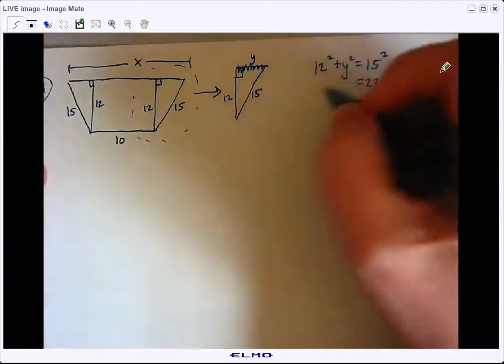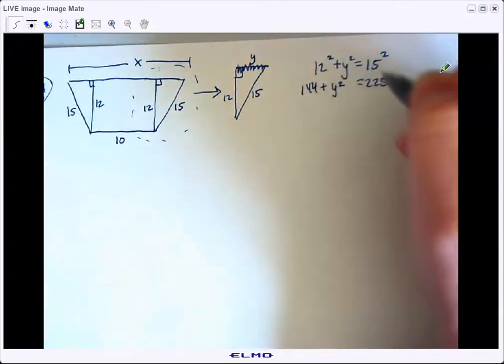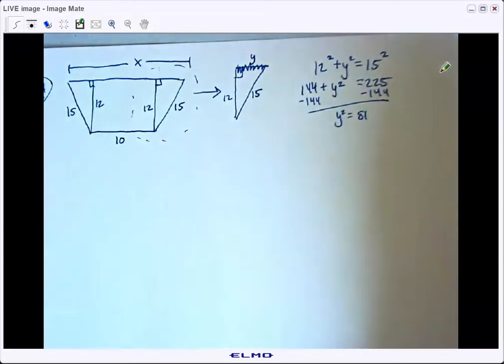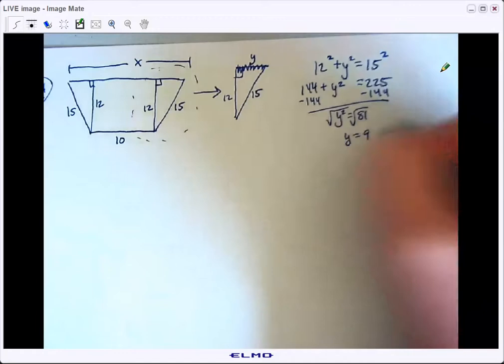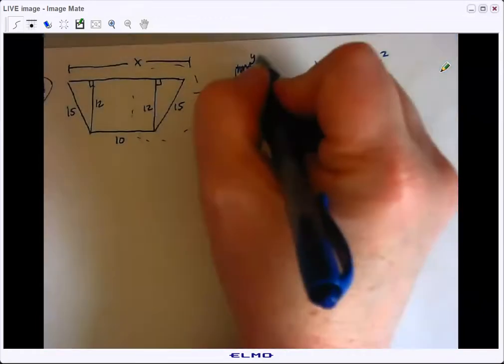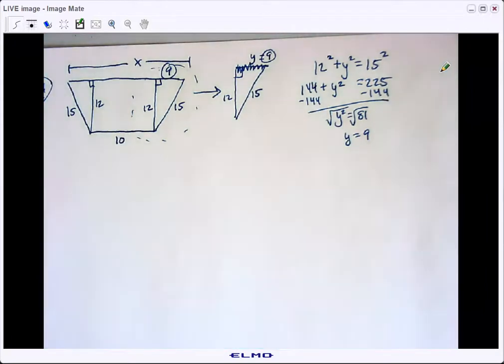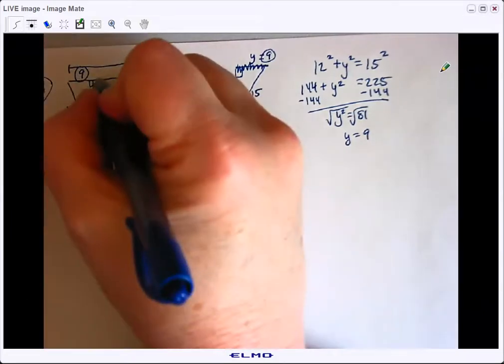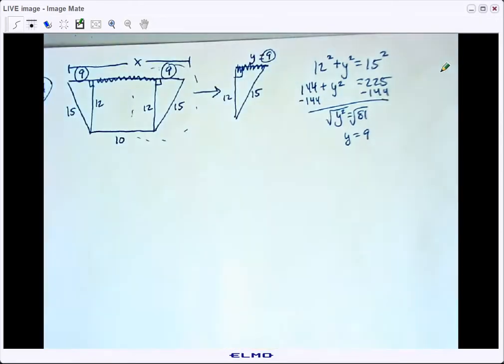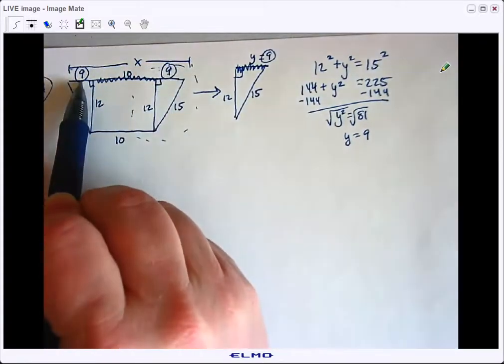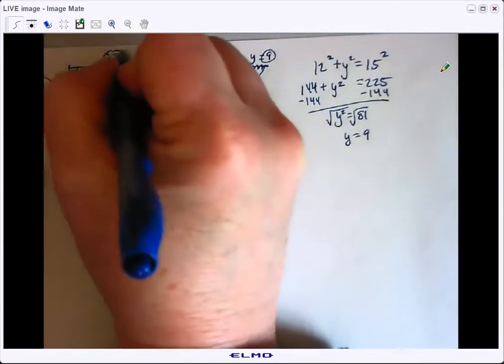Solving for y. So 144 plus y squared equals 225, subtracting 144, y squared equals 81. Okay, so everybody had the y. y equals 9. That was perfect. So if y is 9, that makes this 9. That's why drawing the picture is so important. And then this is 9, which is 18, which some of you got, but we have to include this piece in the middle, which is how big? 10. Okay, so now x is the whole thing across. So it's 9 and 9, which makes the 18 plus the 10. So x is equal to 28.